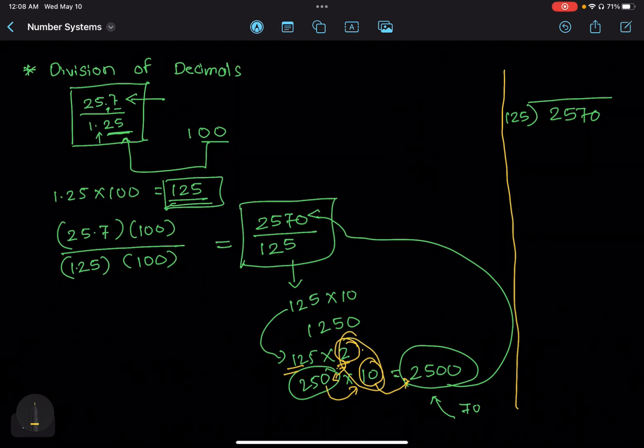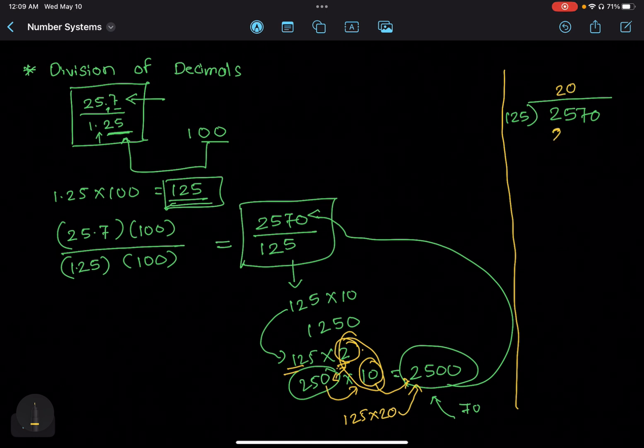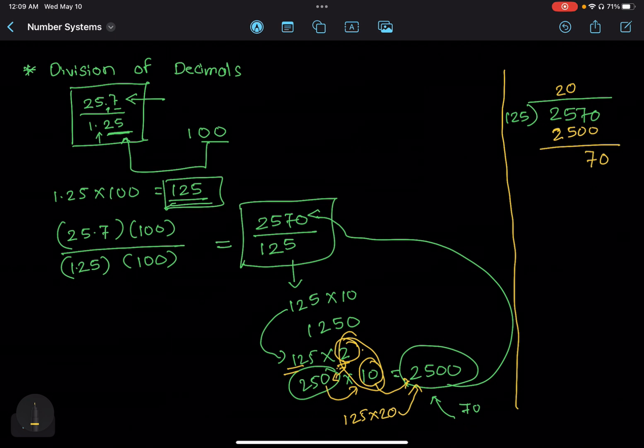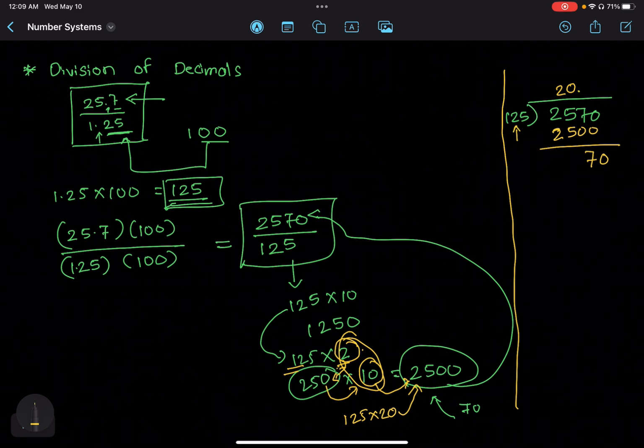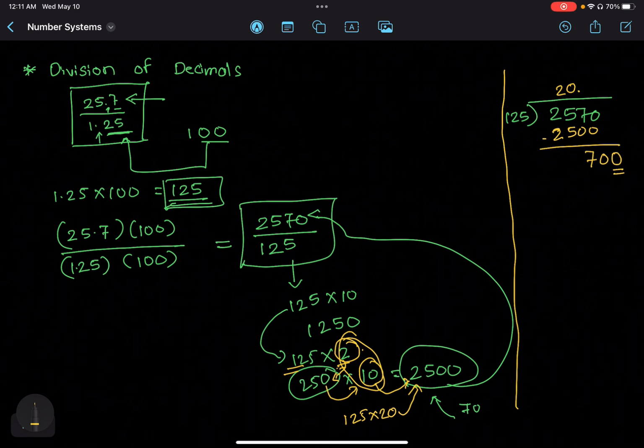So 125 multiplied by 20 will give us 2500. 125 times 20 is 2500, then the remainder will be 70. Once we have a remainder of 70, which is smaller than 125, we can add a decimal point here and add one extra zero at the back of 70. Now, as we have 700 here, we need to find the multiple of 125 that fits into 700.